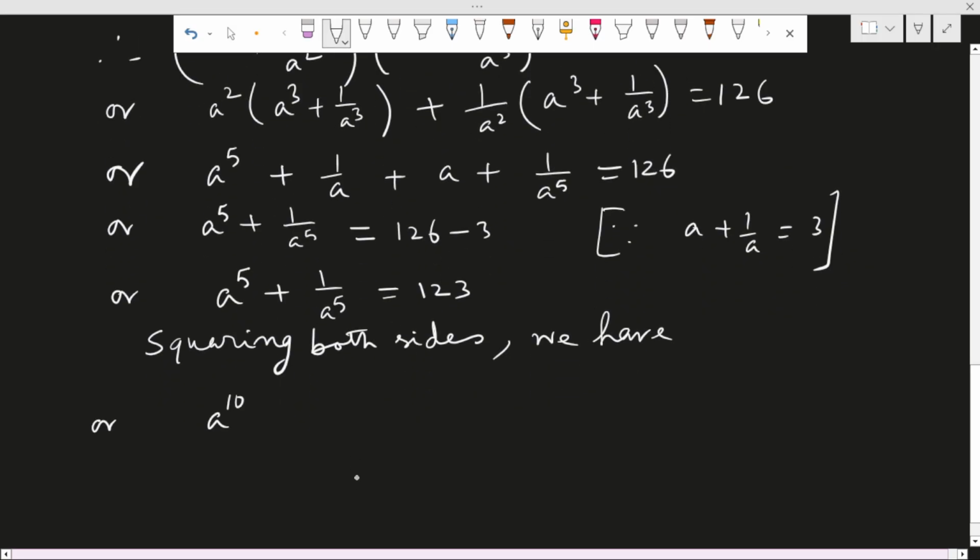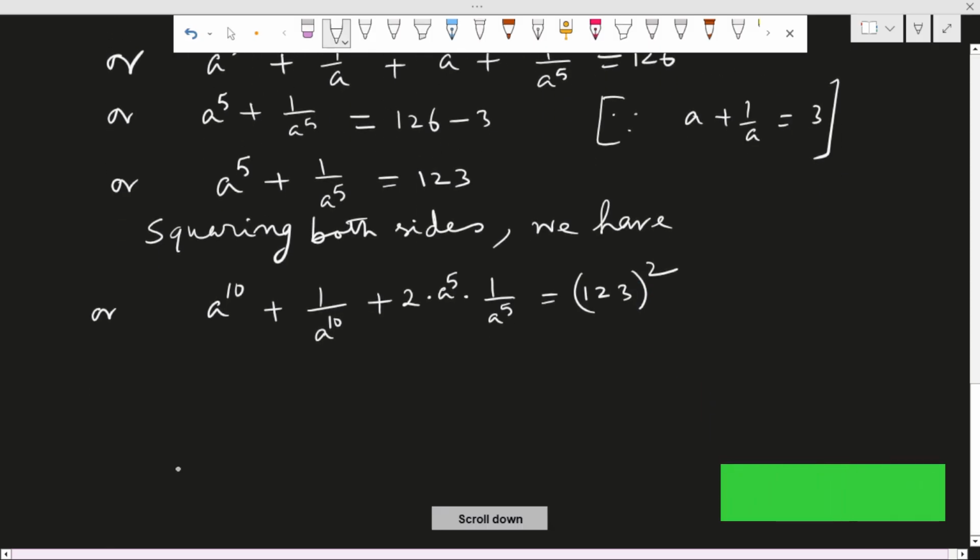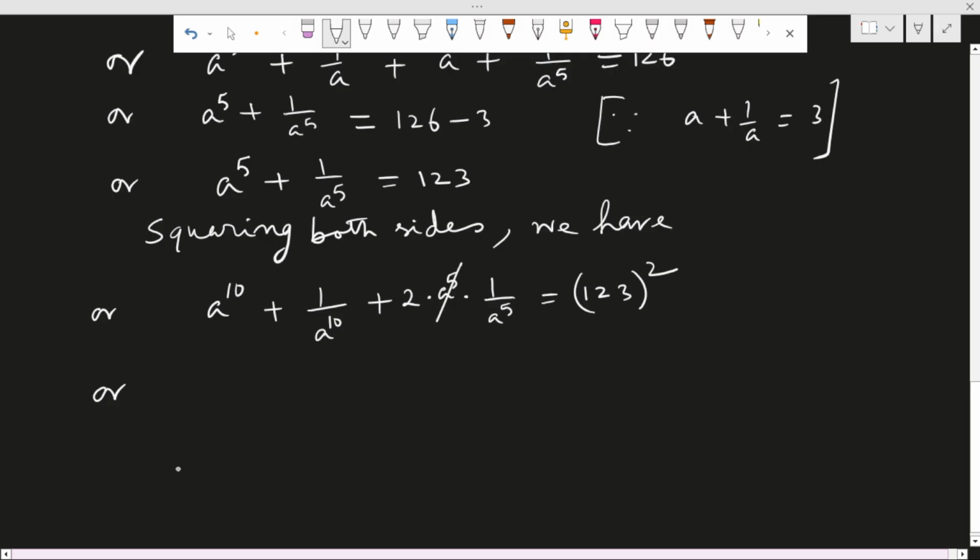A to the power 10 plus 1 by a to the power 10 plus 2, a means a to the power 5, b means 1 by a to the power 5, that is equal to 123 square. A to the power 5 and 1 by a to the power 5 cancelled out because a not is equal to 0. So a to the power 10 plus 1 by a to the power 10 is equal to 123 square minus 2.